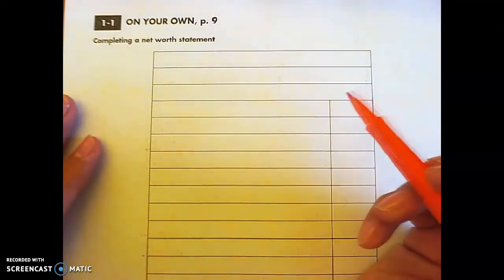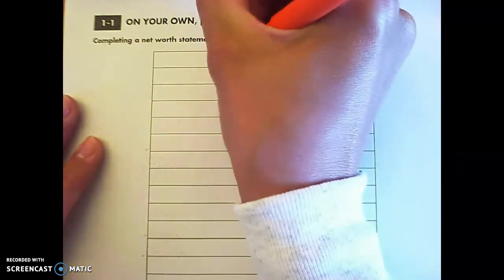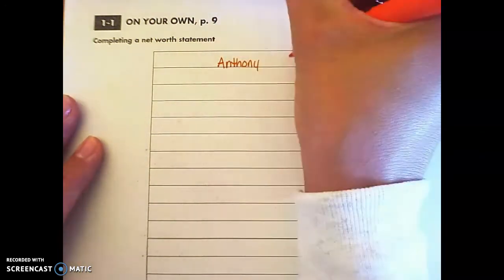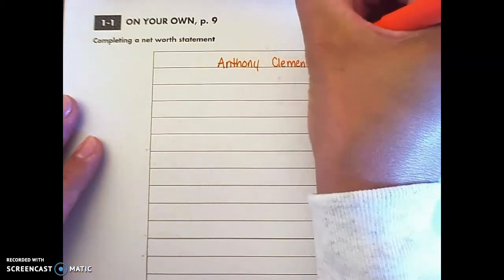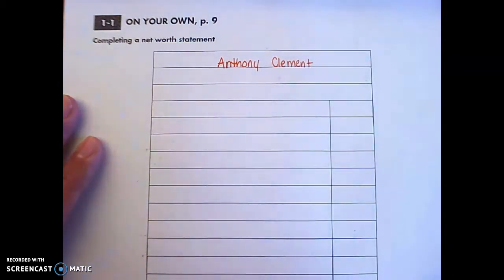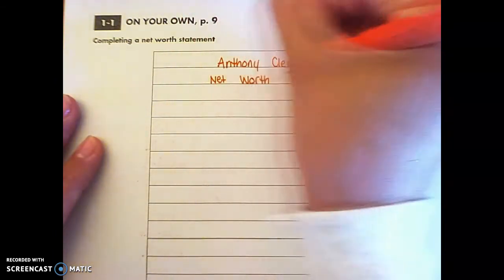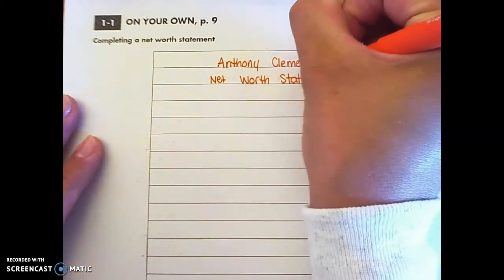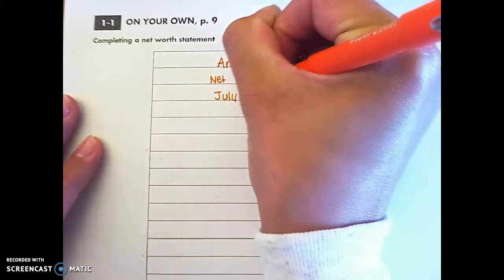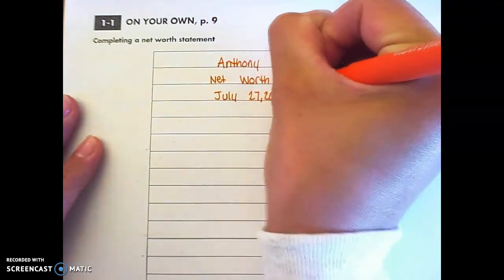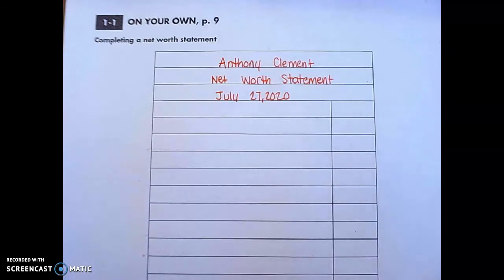So first thing we have to do is complete our heading up here, the who, what, and when. So we will put in his name. Anthony Clement. The next line will be the net worth statement. And whatever day you are doing this on, that is the date you should use. There we go. And as you can see, mine does not come out centered perfectly, and that is just fine.